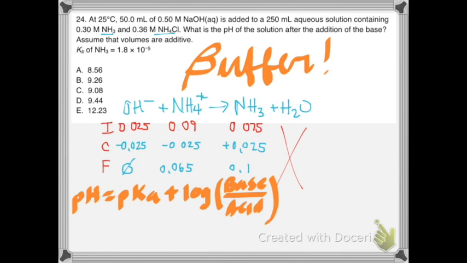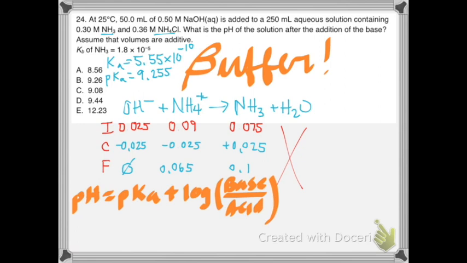So, to find your pKa, we first need our Ka, but here they gave us Kb. So, we can use our trick with water, as we've done many times on this practice exam so far, to find that our Ka is 5.55 times 10 to the minus 10. And then we can find that our pKa is equal to 9.255.